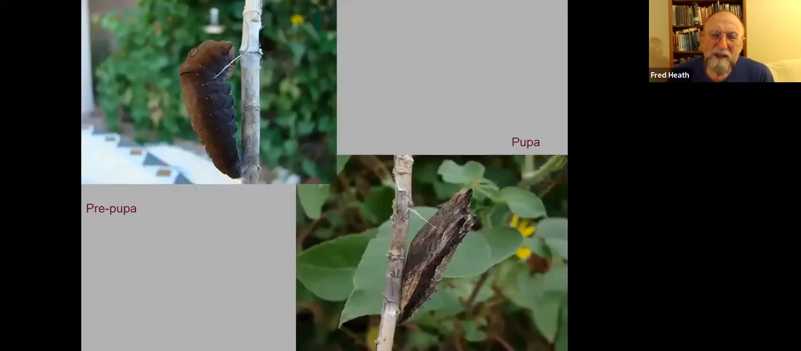And they'll find a stick, put this girdle on, shimmy out of their skin, and then what you'll have left, in this particular case for the swallowtails, looks like a broken limb. It's kind of an interesting thing.